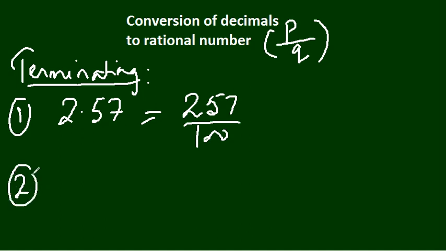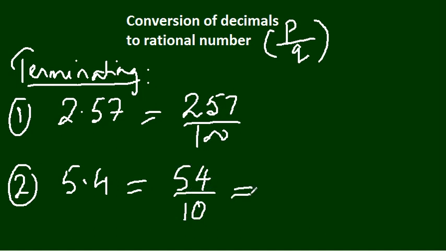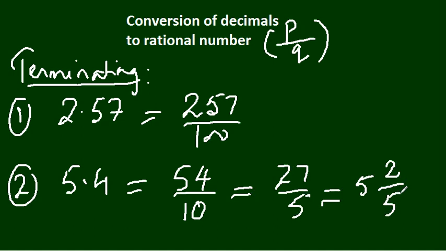Let me take a second example. Say 5.4. Here if you see, there is only one decimal place. So you will multiply numerator and denominator with 10 so that the decimal point moves. This is what you get. You can always bring it to the simplest form, which will be 27 over 5. Or the other way is writing it as a mixed fraction, 5 whole 2 over 5. That's it. So it's already converted to rational number form.